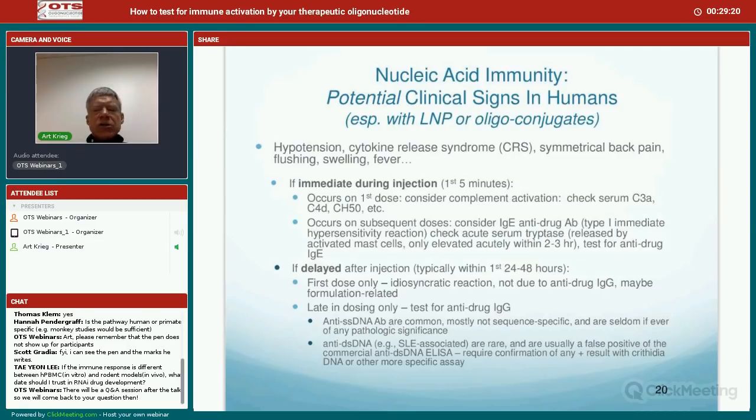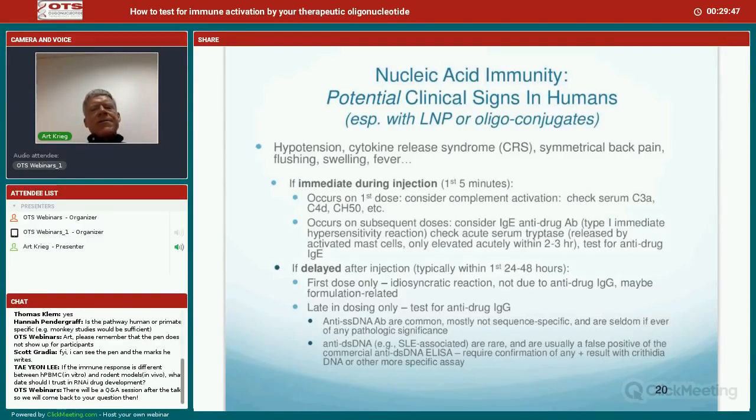responses or reactions like this can be due to anti-drug IgG antibodies. And I did want to make the point that with ASOs, the phosphorothioates especially, anti-single-stranded DNA antibodies are relatively common. They're mostly not sequence specific, and they're usually not of pathologic significance. But when people test serum from patients, you may pick those up, and it's usually not clear whether they're relating to responses that the patients have or not.